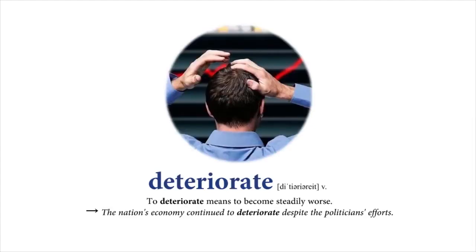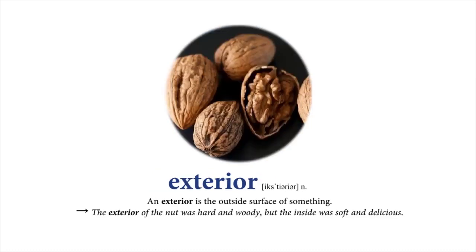Deteriorate. To deteriorate means to become steadily worse. The nation's economy continued to deteriorate despite the politicians' efforts. Exterior. An exterior is the outside surface of something. The exterior of the nut was hard and woody, but the inside was soft and delicious.